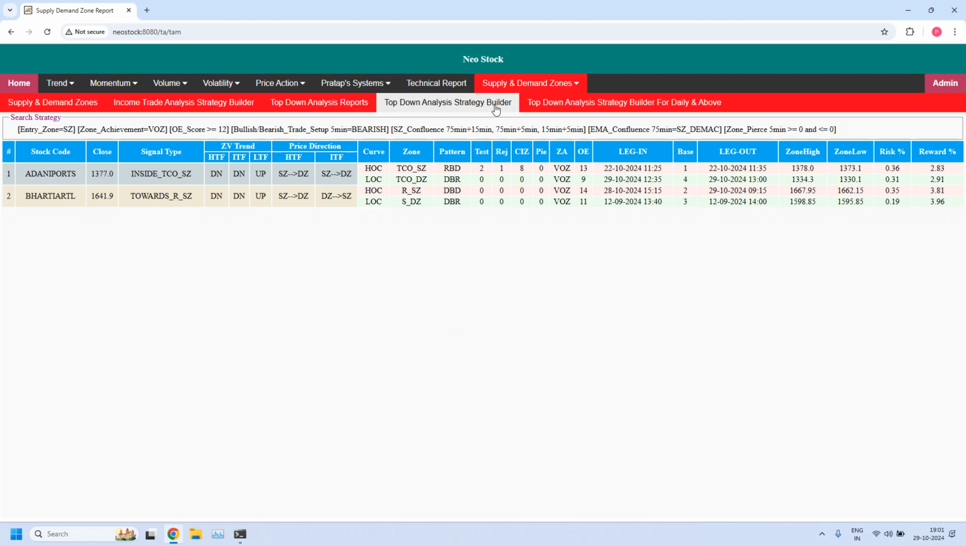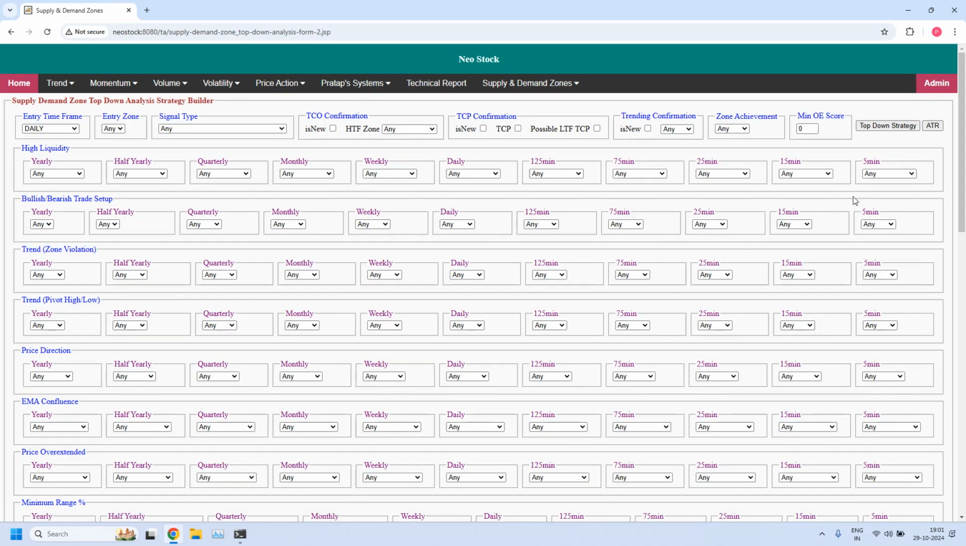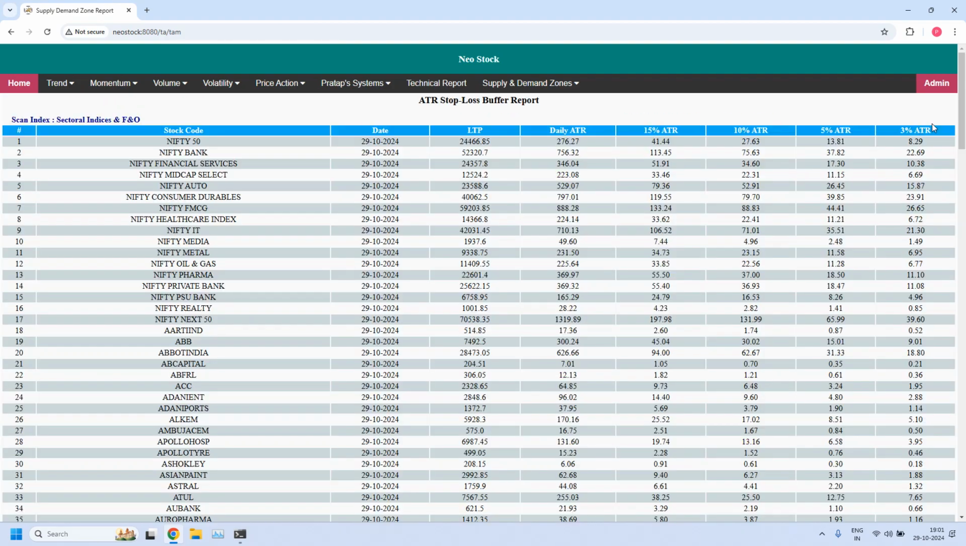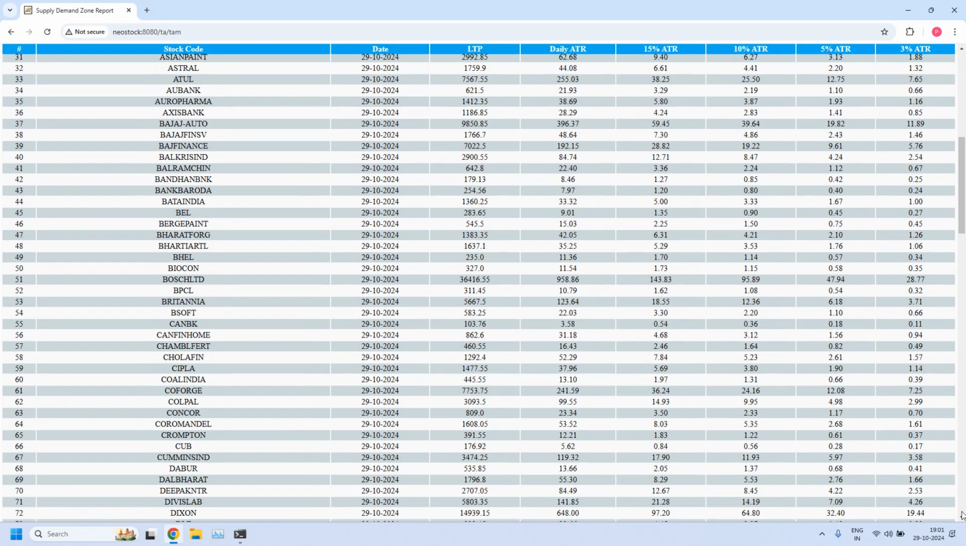With this, we have completed all the income trades, and in the final report, I am generating stop buffers based on daily ATR. The first 17 in this list are indices, the remaining are all equity stocks, but the equity stocks are filtered based on the stocks listed in F&O companies. Okay, I am scrolling the list down. Whichever stock you want to refer to, please pause the video there. Okay, I am scrolling the list down.